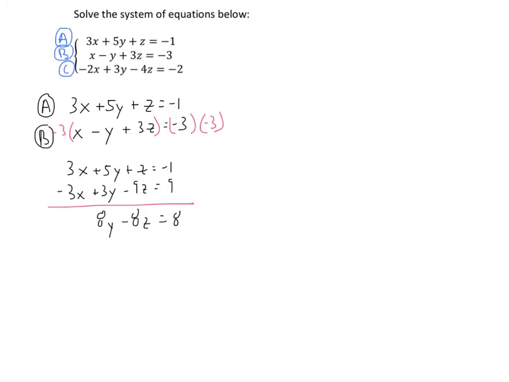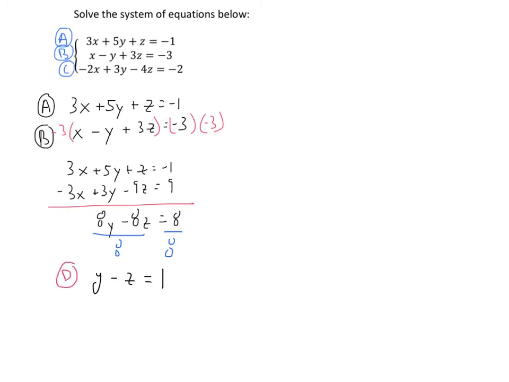If you notice, we have an interesting thing with these coefficients. They're all 8: we have 8y, -8z, and +8. Here's a little trick you can use. If your coefficients have a common factor, you can divide by that common factor. We could divide both sides by 8, and we would get 1y minus z is equal to 1. We can call this equation D.